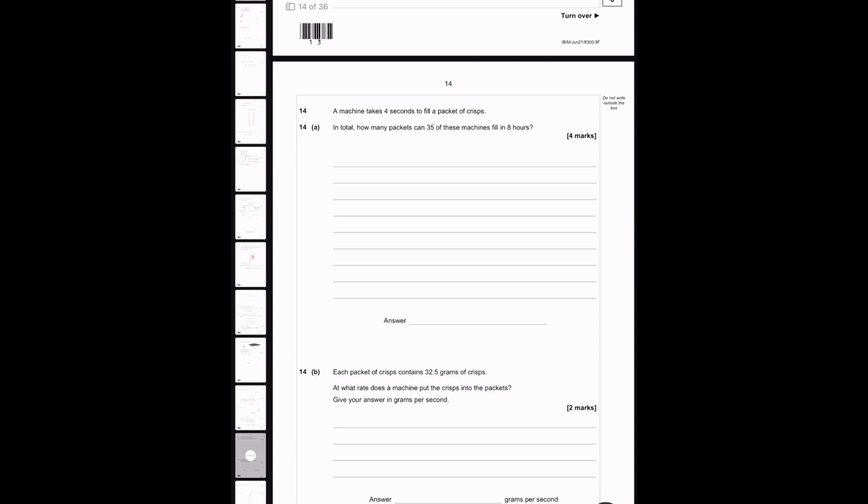Question 14 says that a machine takes 4 seconds to fill a packet of crisps. In total, how many packets of crisps can 35 of these machines fill in 8 hours? Firstly, we need to work out how many seconds are in 8 hours, so we can do 8 times 60 for 60 minutes, and then multiply by 60 as well for 60 seconds. If we do this, this gives us 28,800 seconds.